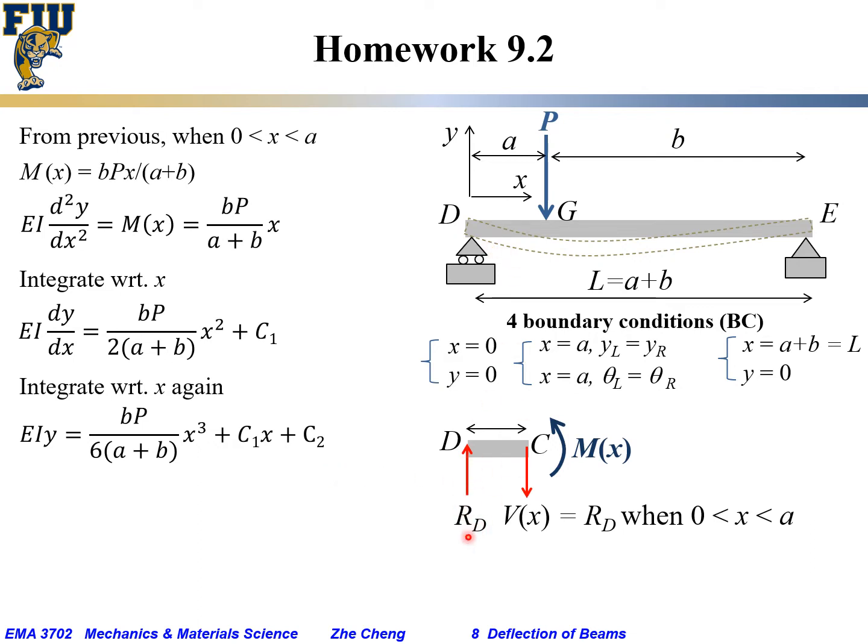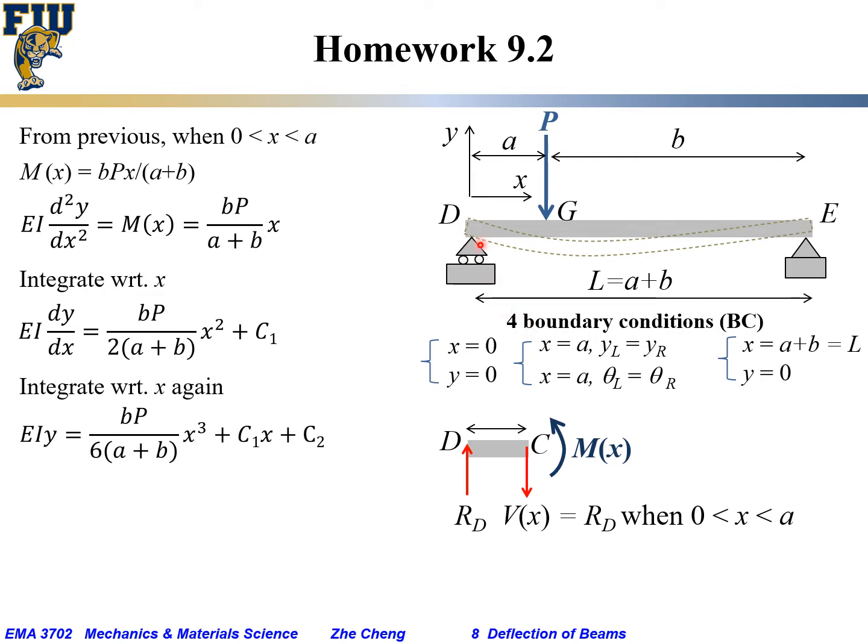We have on the D side the reaction force. V is the internal shear, and we know it equals RD, and M(x) is this one. And for this situation, we also have so-called boundary conditions, and actually we have 4 boundary conditions.